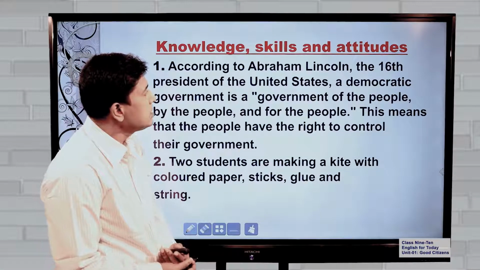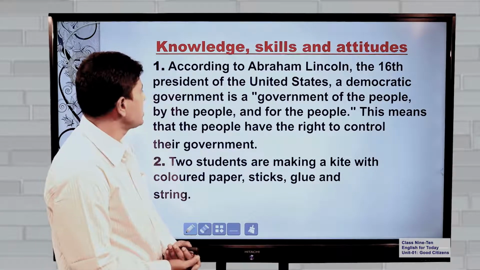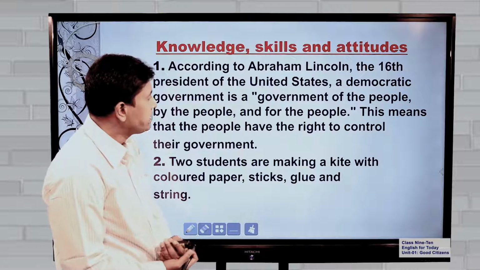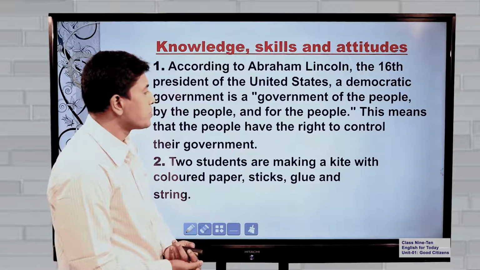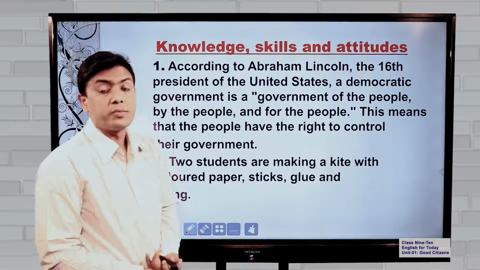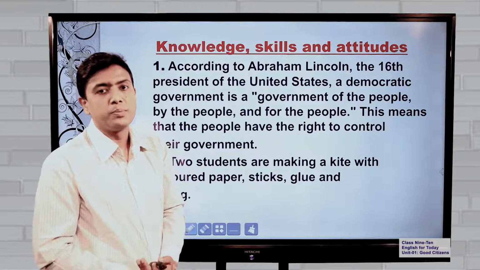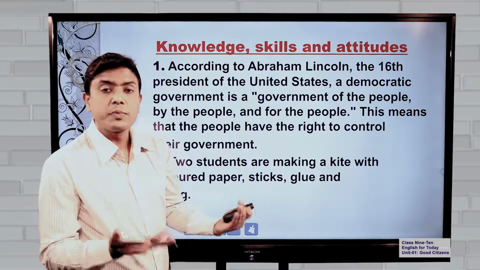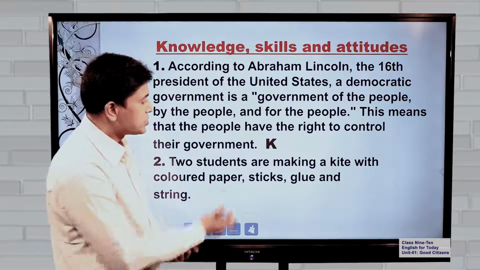According to Abraham Lincoln, the 16th President of the United States, a democratic government is a government of the people, by the people, and for the people. This means that the people have the right to control the government. Now, this is something that you earn by reading a book, maybe by reading a website, maybe by reading a newspaper or a magazine. So this is definitely a knowledge. So let us write K.